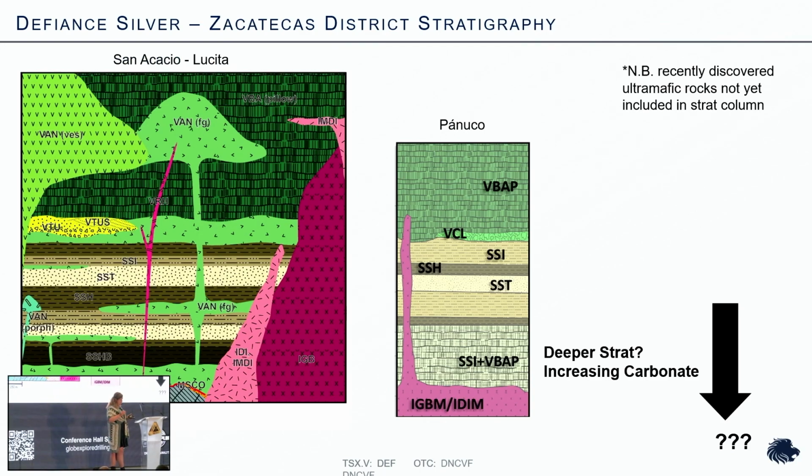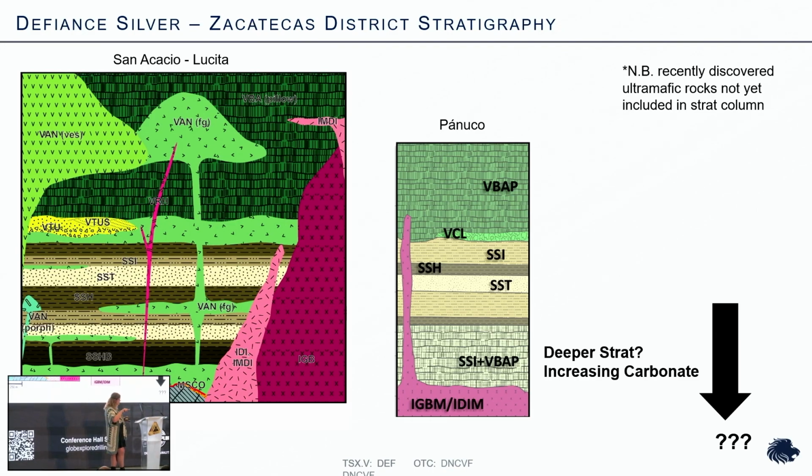So these are some of the strat sections that we put together for our project. This is for the main San Nicasio and Lucita area. These pillow lavas up here are the ones that are a spectacular host to the Vita Grande system. And there are multiple intrusions of mafic, ultramafic, and intermediate composition that cross-cut the system.